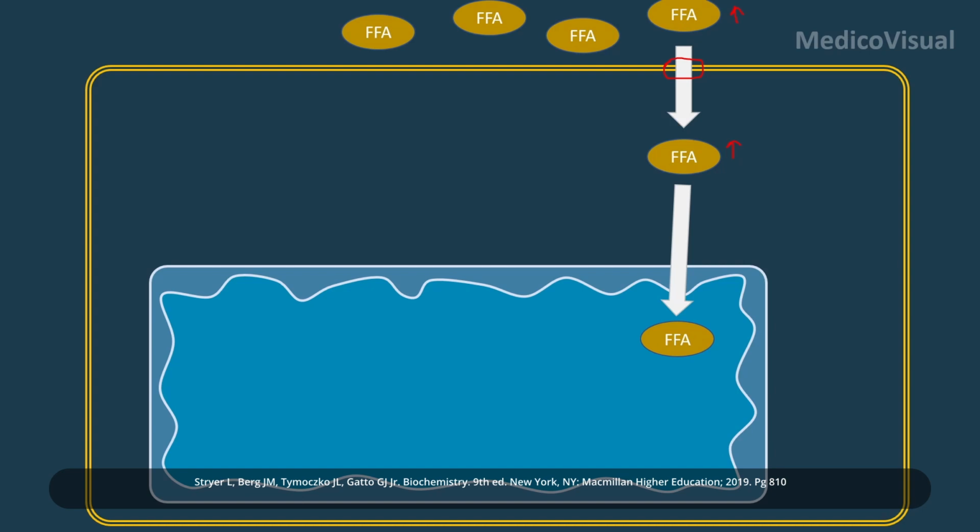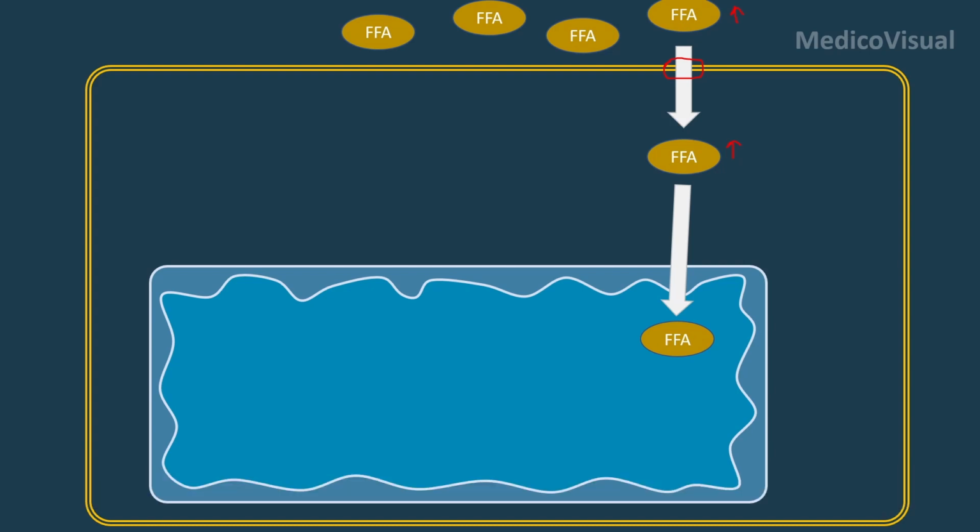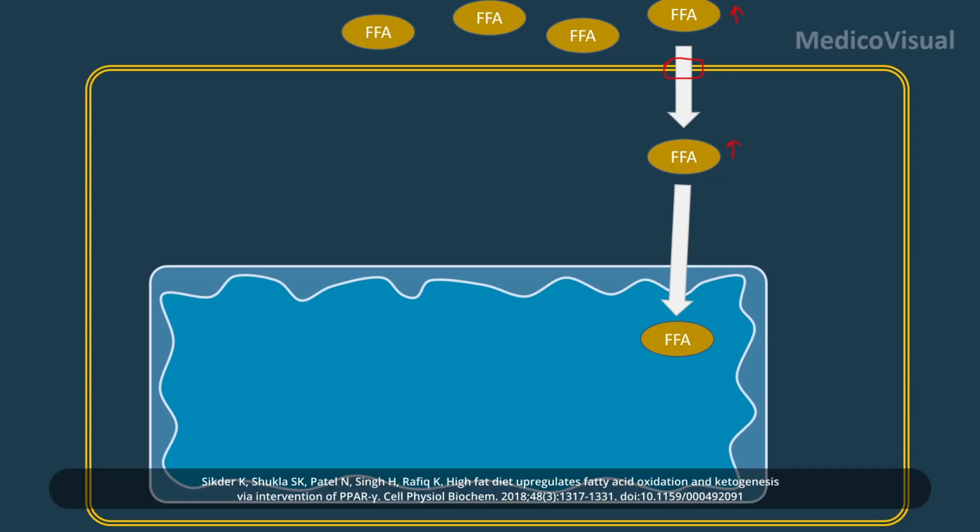One reason is very simple. There is more substrate, that is, more free fatty acids are there for being oxidized. As the raw materials are more, so more will be the product, right? The other reason is that there is some evidence that if there are prolonged free fatty acids inside the blood and inside the cell, they will upregulate the synthesis of enzymes that are required for beta oxidation.